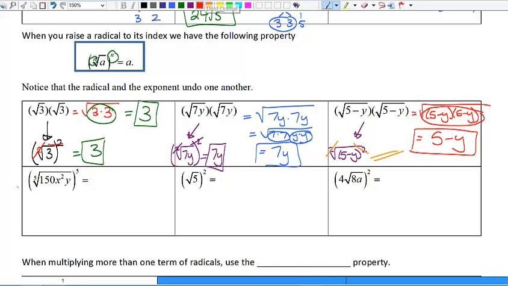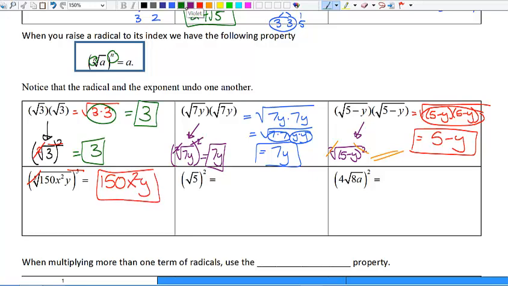Now on this next problem, we have the fifth root of 150x squared y to the fifth. Okay, I don't really want to write that out 5 times and then circle the groups. I definitely don't want to do that. I really want to take the shortcut that the 5 index and the 5 exponent undo each other, and you're just left with 150x squared y.